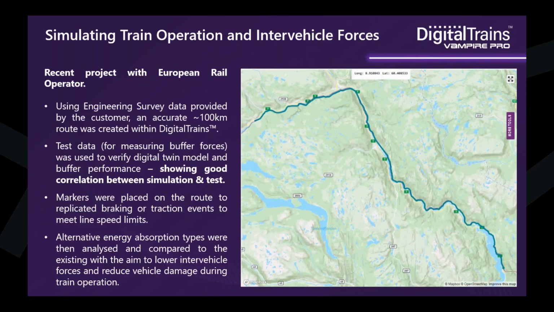Once this was set up, alternative energy absorption types were then analysed and compared to the existing buffers in a bid to reduce the inter-vehicle forces and reduce the vehicle damage which was occurring during the train operation, and which was leading to very high repair costs year on year for this operator.